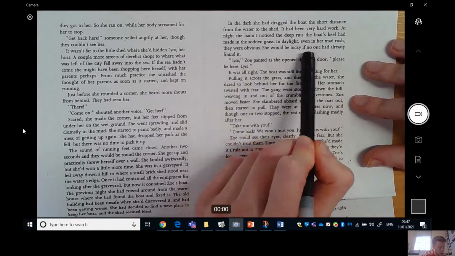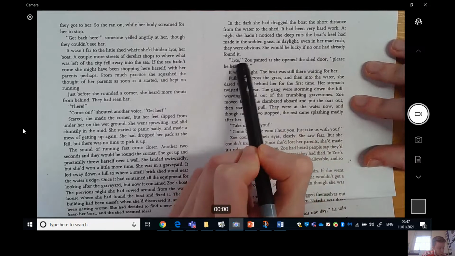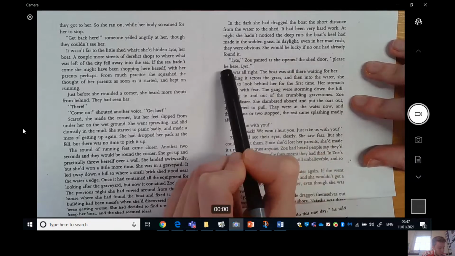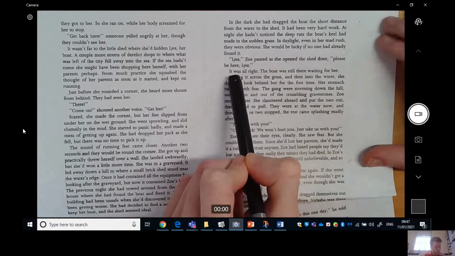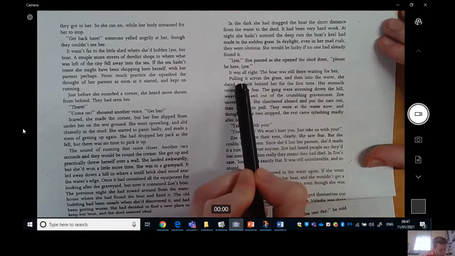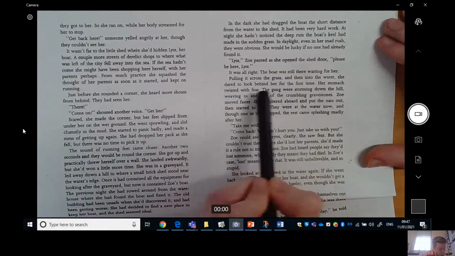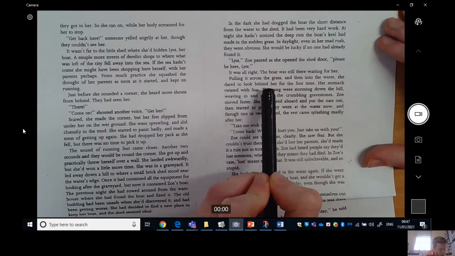Anyway, in daylight, even in her mad rush, they were obvious. She would be lucky if no one had already found it. "Laika," Zoe panted as she opened the shed door. "Please be here, Laika." It was all right. The boat was still there waiting for her. Pulling it across the grass and then into the water, she dared to look behind her for the first time.